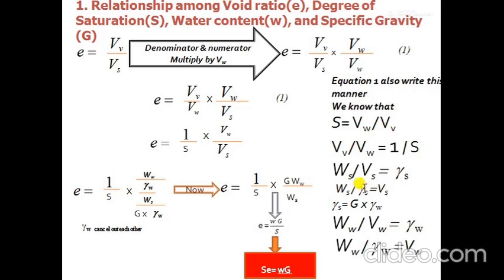Now volume of solid, the same process. Volume of solid is equal to Ws upon gamma S. Now gamma S, or unit weight of solid, can also be written as G into gamma W. So finally the equation becomes e is equal to 1 upon S into Ww upon gamma W, Ws upon G into gamma W. Gamma W and gamma W cancel out each other. Then the equation becomes 1 upon S into G Ww upon Ws.